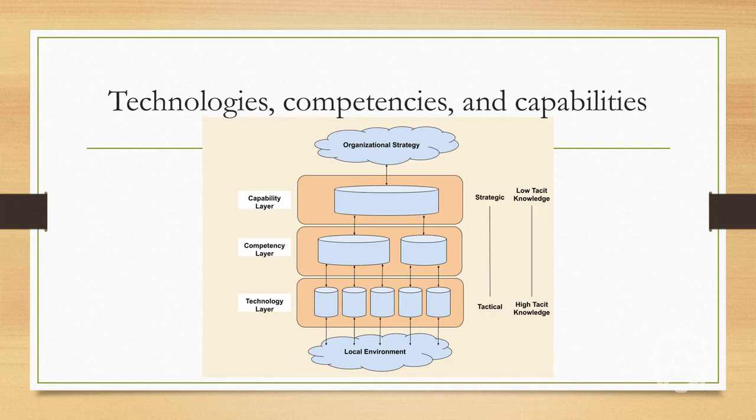As one moves from technologies to capabilities, one can see how the knowledge used becomes more strategic and less context-specific, but has to deal with more complexity as the total potential number of technology and competency configurations increase. Therefore, the knowledge required for capabilities is more strategic in nature and not aimed towards specific environmental factors.